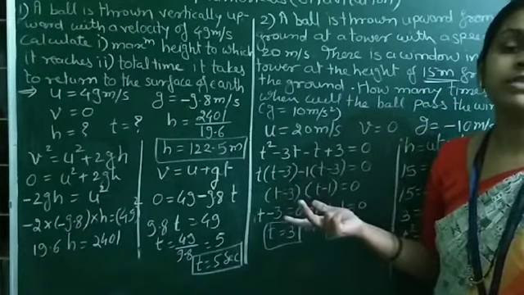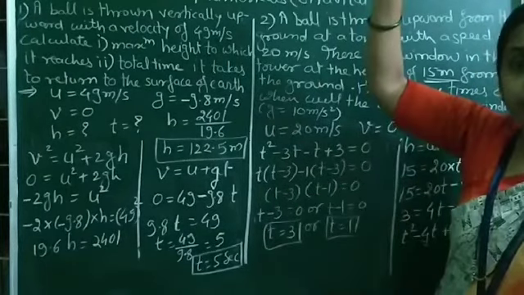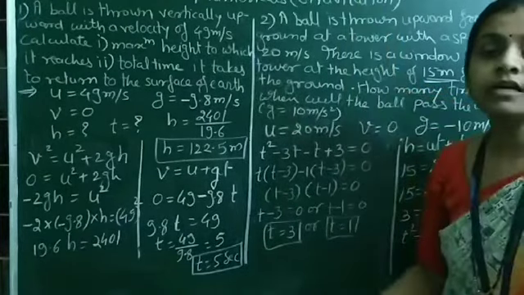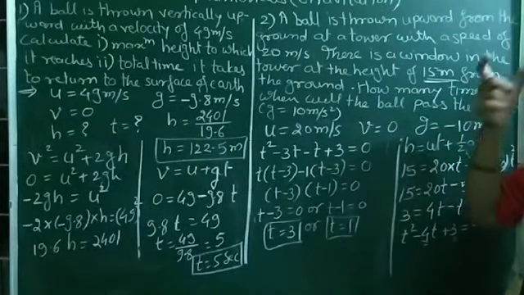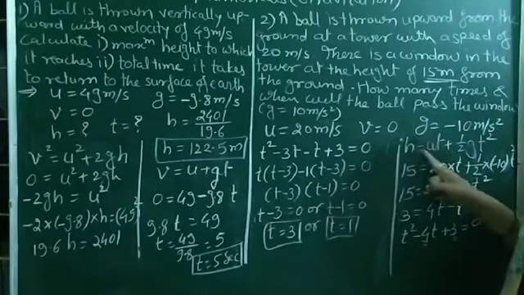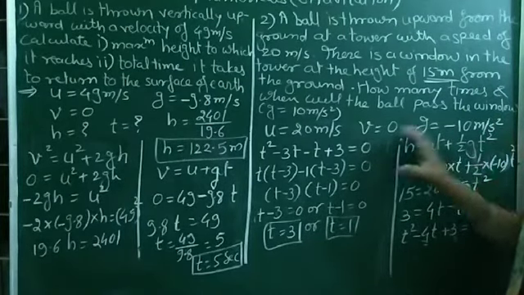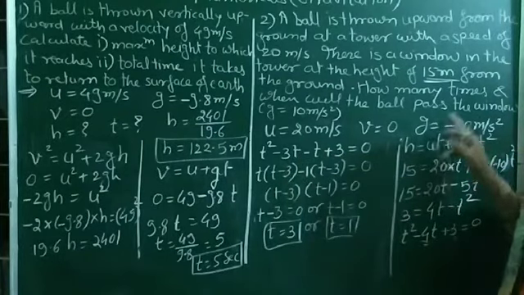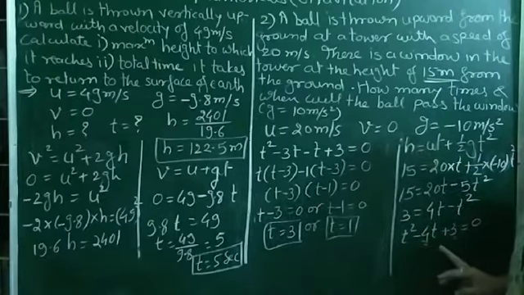Now when it passes the window, how much time for when it passes first going upward and when it comes downward? For that we have to find the time, and that time will be found with the formula h is equal to ut plus half gt square. We are using the same equation, only we change the value of g to minus 10. So here we get a quadratic equation.